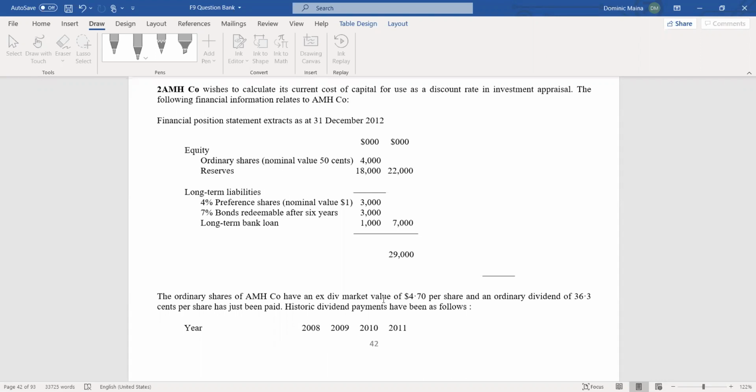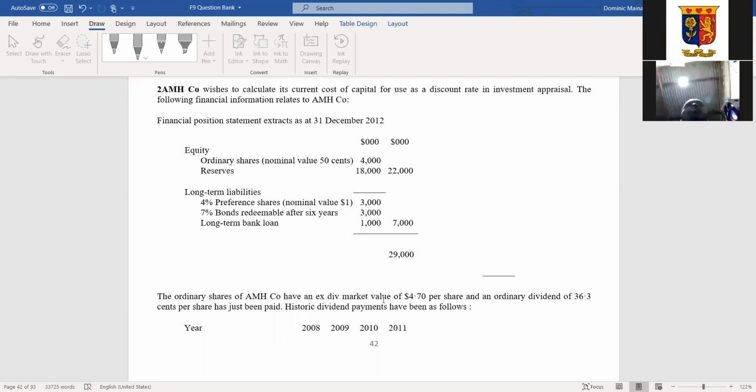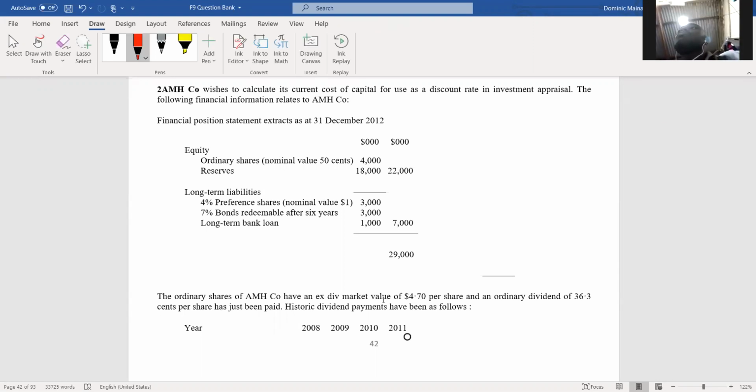Now there's a question on page 42, on a company called AMH Company. So go through that question, then we discuss together. AMH Company on page 42. Go through it in the next 2 minutes.